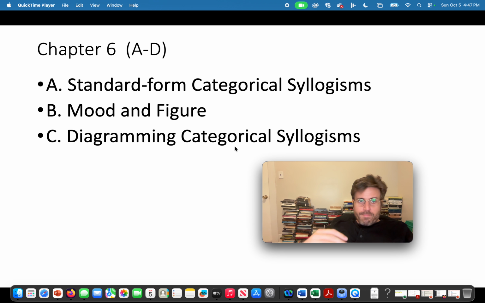The first is to just show you how the standard form syllogisms look in terms that will allow us to apply some of the tools that will test for validity. In section B, I will introduce the category of mood and figure to you. Okay, and then we will introduce the topic of diagramming the syllogisms in a future segment.